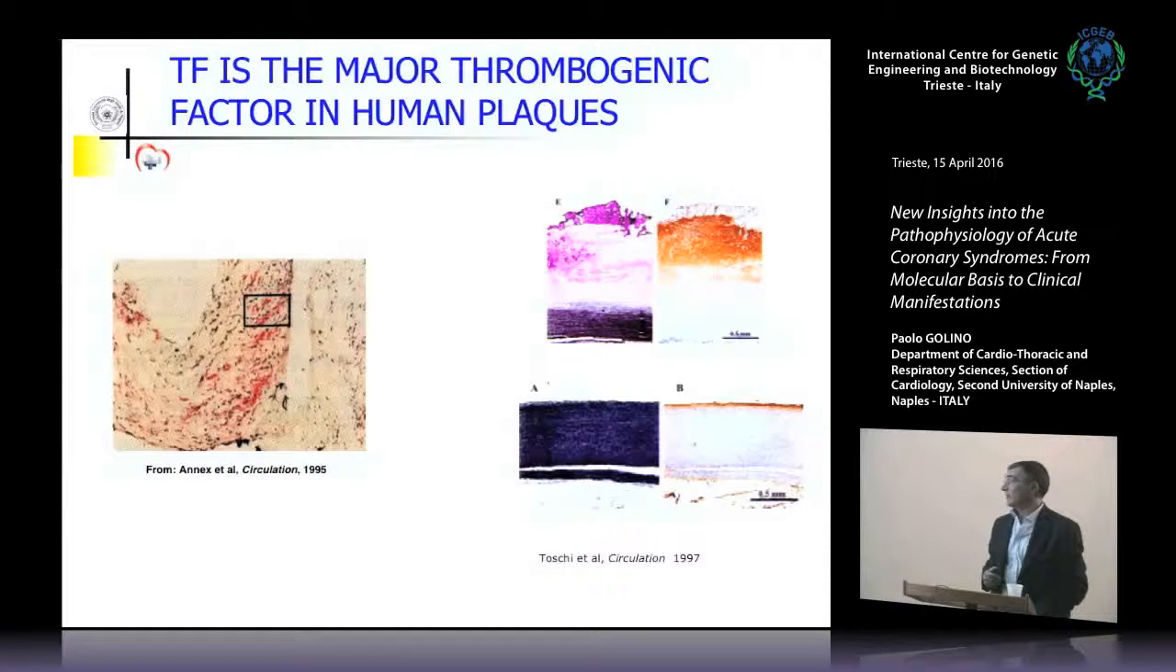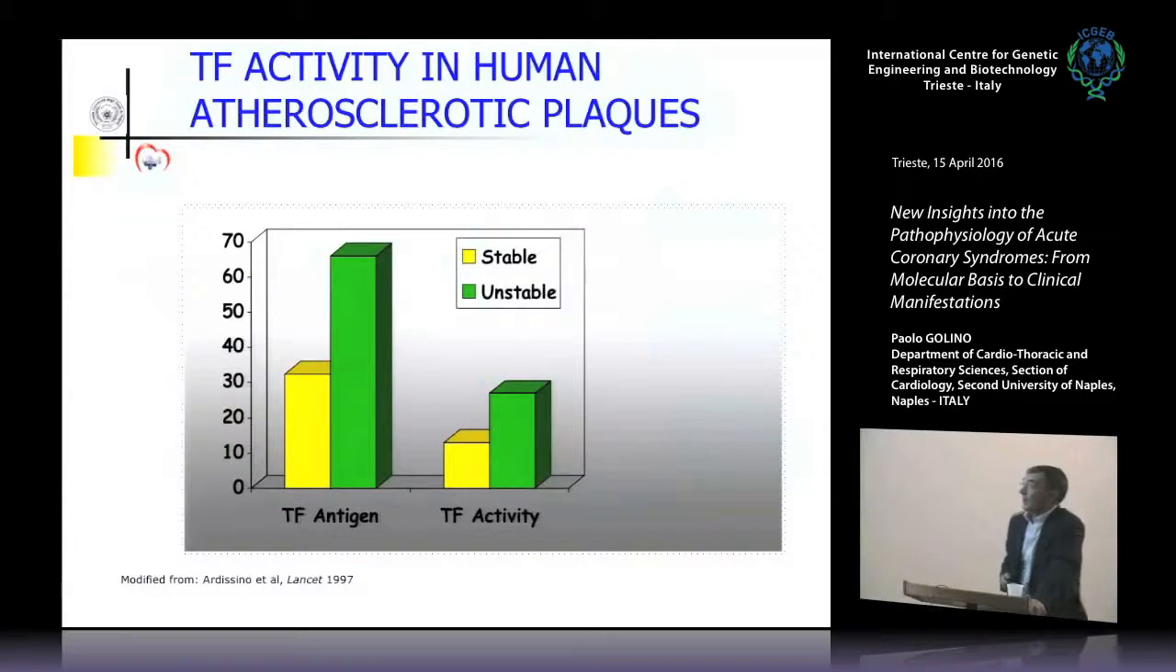This was also demonstrated by Vincenzo Toschi in Juan Badimon's lab, and also by Diego Ardissino in Parma. He demonstrated that tissue factor is present in human atherosclerotic plaques, not only as an antigen, but also is functional because this expressed tissue factor retains its procoagulant activity.